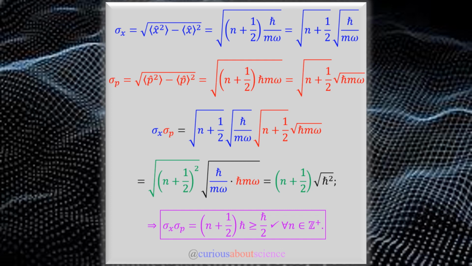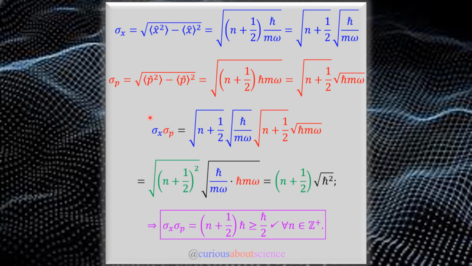On to the standard deviation, or the uncertainty in x and p respectively. These are calculated as we expect, where we have the square root of the square expectation minus the expectation square. Plug it in, we see that this was 0 and this was 0, so we don't include them. But what we see is that we have an n plus 1/2 times h bar over m omega, and we split this up for the convenience of what we will see in the product of these two. Same thing here, n plus 1/2 times h bar m omega.